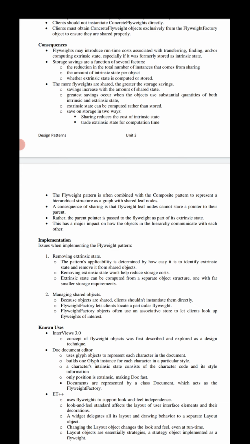The first one is that sharing reduces the cost of intrinsic state, and you trade off extrinsic state for computation time, how much you have to calculate. Okay, the extrinsic states are not constants, they need to be calculated. So here the flyweight pattern is often combined with the composite pattern. If you know composite, we compose objects to represent tree structures as a part-whole hierarchy. Okay, a hierarchical structure as a graph with shared leaf nodes.